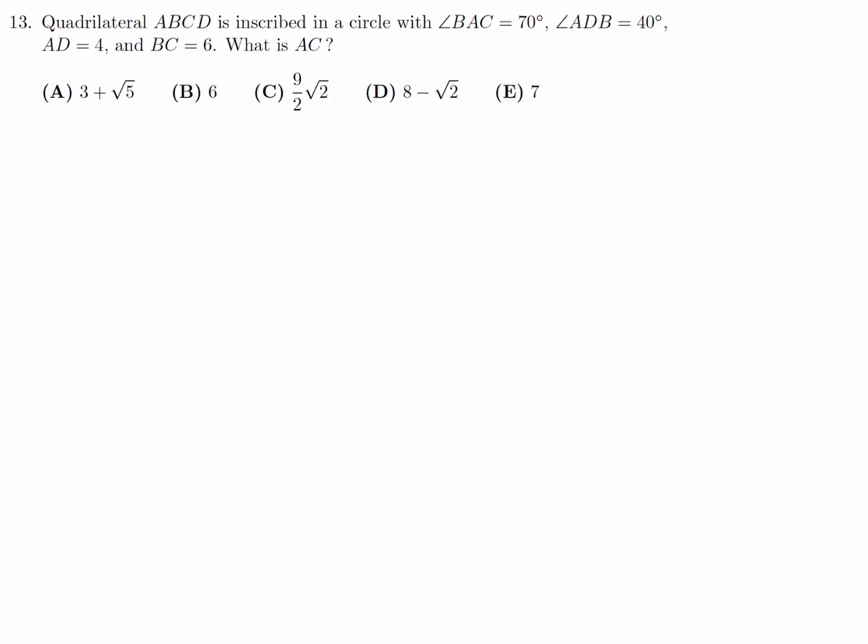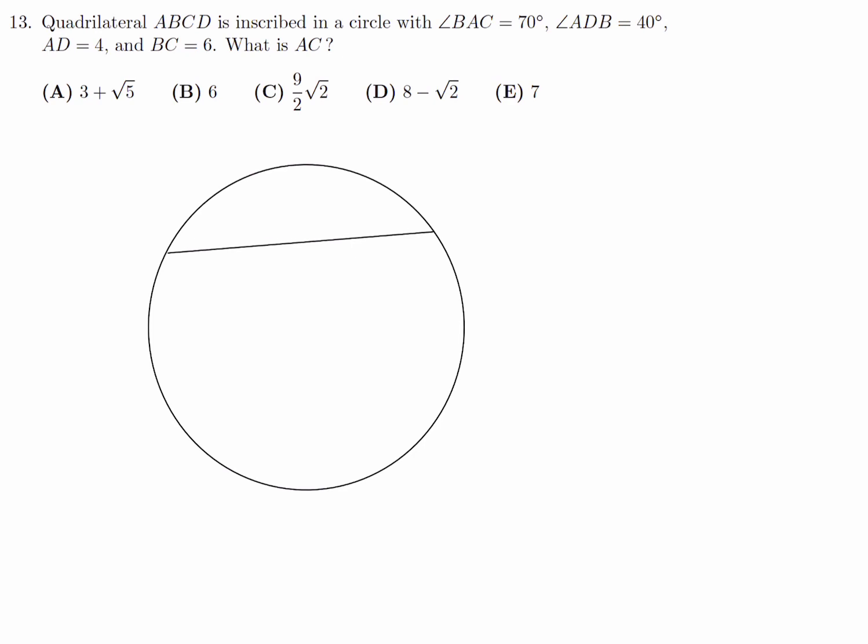Quadrilateral ABCD is inscribed in a circle with angle BAC equal to 70 and angle ADB equal to 40. AD is 4, BC is 6. What is AC? So let's draw a little circle here, and let's try to make this look reasonable. Not entirely sure what it looks like, but I'll try to make it believable. Let's see here.